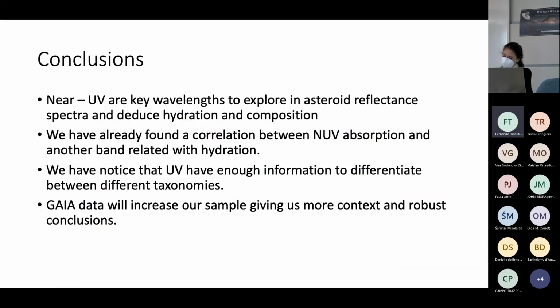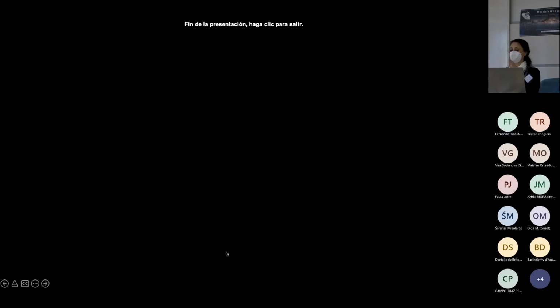Near ultraviolet are key wavelengths to explore the asteroid reflectance spectra and deduce hydration and composition of the asteroids. We have already found a correlation between near ultraviolet absorption and another band related with hydration. We have noticed that ultraviolet has some information to differentiate between different taxonomies, and Gaia will be the key to have more context in our results and more robust conclusions. Thank you all. Thank you very much.